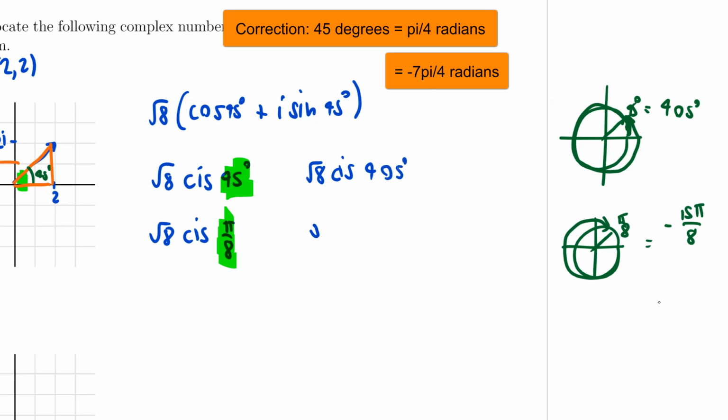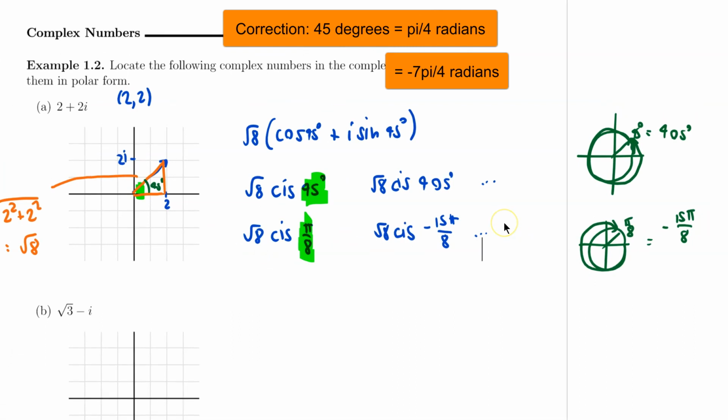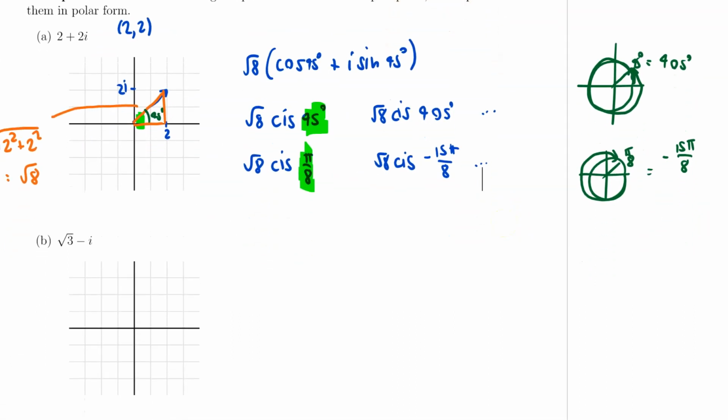Or I can write this as square root of 8 cis of negative 15 pi over 8 radian as well. So there are many ways that we can write a complex number in the polar form. Now then, let's go to the next one.